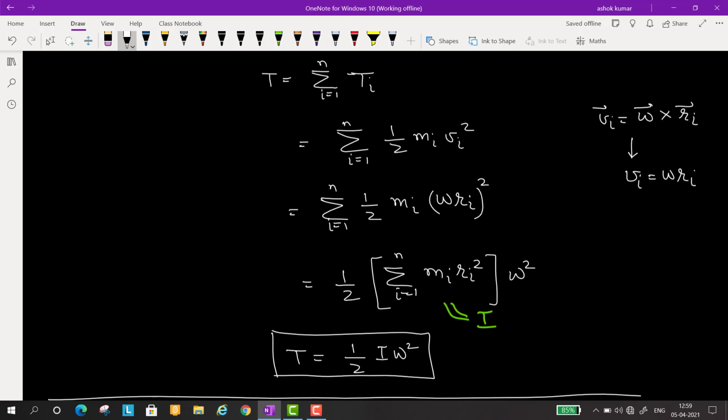So this completes the present topic, angular momentum and kinetic energy for a rigid body. Especially we have taken the case of a plane lamina about z-axis when it is rotating with angular velocity omega.